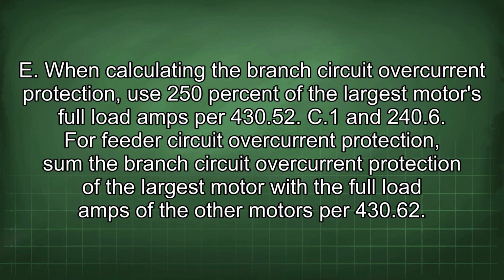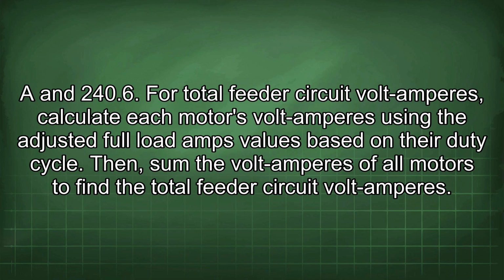When calculating the branch circuit overcurrent protection, use 250% of the largest motor's full load amps per 430.52 C1 and 240.6. For feeder circuit overcurrent protection, sum the branch circuit overcurrent protection of the largest motor with the full load amps of the other motors per 430.62 and 240.6. For total feeder circuit volt amperes, calculate each motor's volt amperes using the adjusted full load amps values based on their duty cycle. Then sum the volt amperes of all motors to find the total feeder circuit volt amperes.